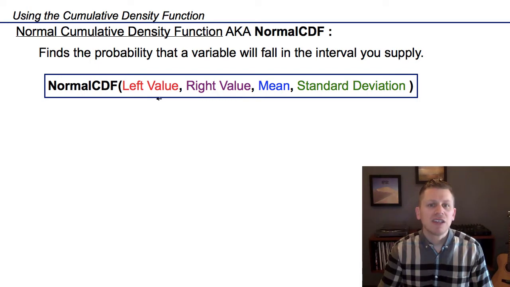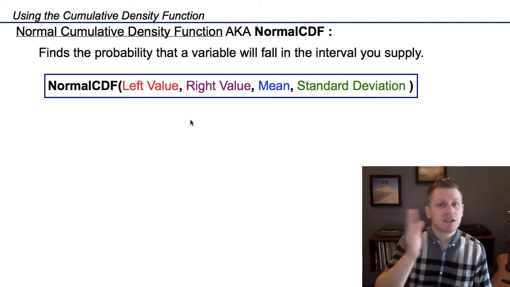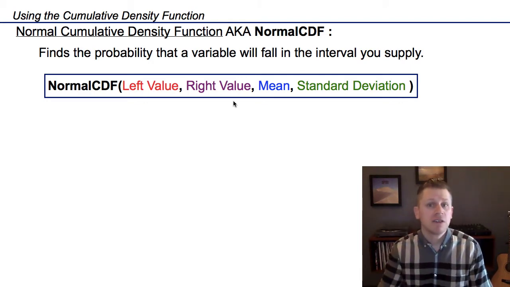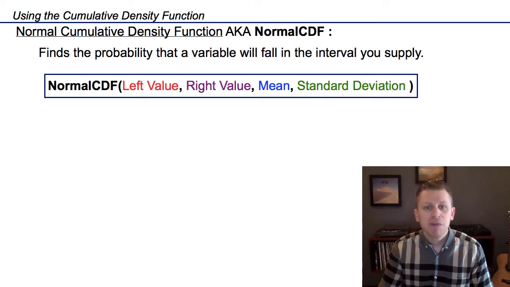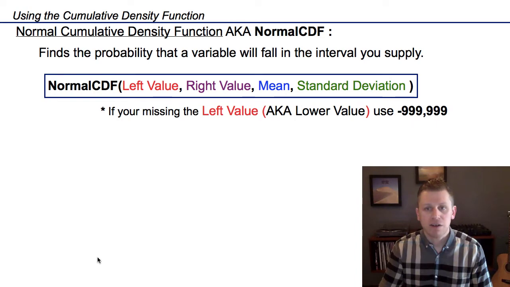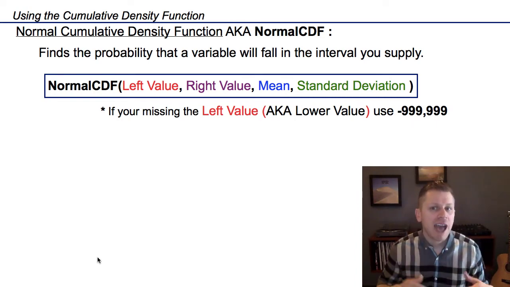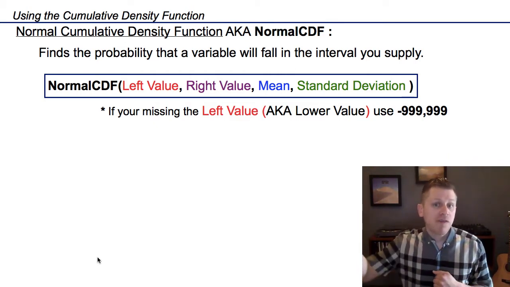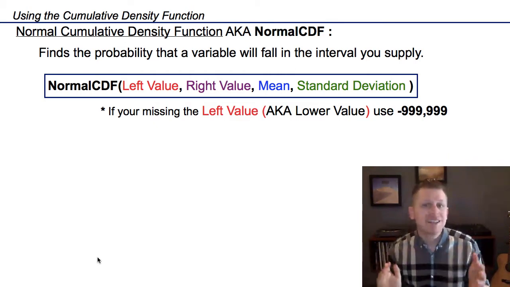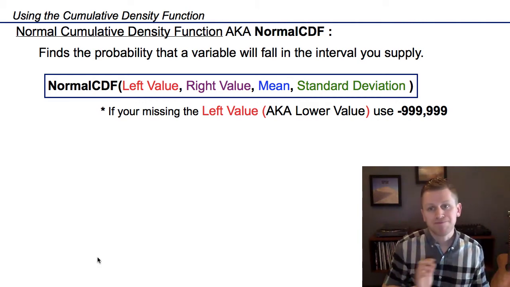What you need to know is the left value on your curve. You need to know the right value on the curve. Sometimes those are referred to as the lower value and the upper value. And of course, you need to know the mean and standard deviation. A couple things to keep in mind: sometimes you might not know the left value on the curve. Let's say someone says, what's the probability that a temperature will be at most 75 degrees? Well, I know the upper value will be 75 degrees, but in that scenario, I don't know the lower value.